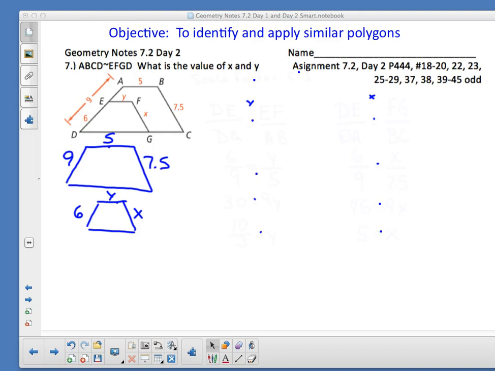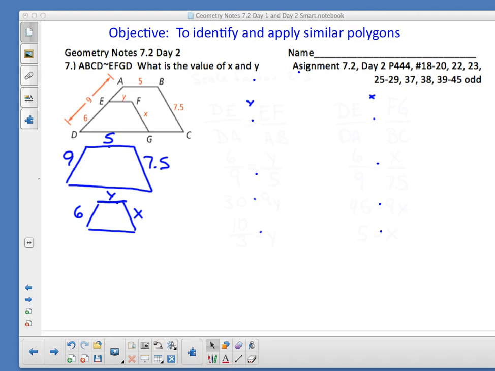So we're looking at 7.2 day 2, and we're talking about a clean ratio when we're looking at how to solve a problem to set up a proportion. And the proportion that we've got to set up is a situation in which we have to have a nice number to make a scale factor. Okay? So I'm looking at 9 and 6, and we separated them out.